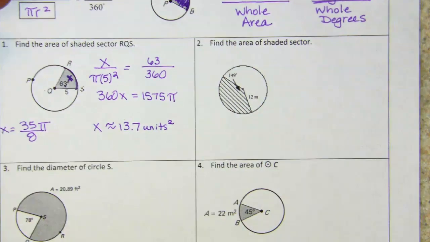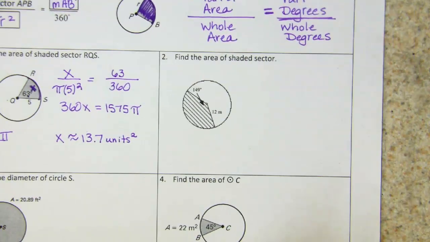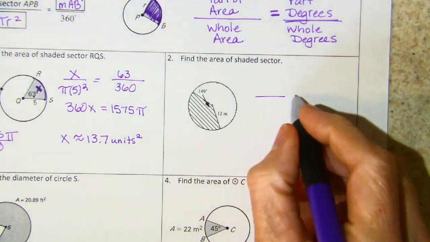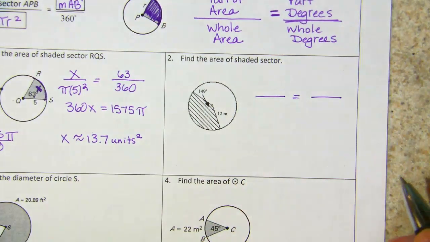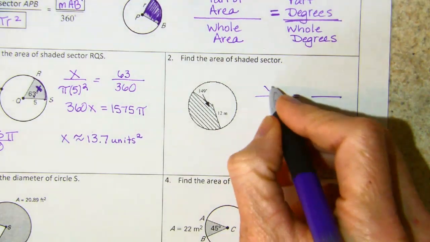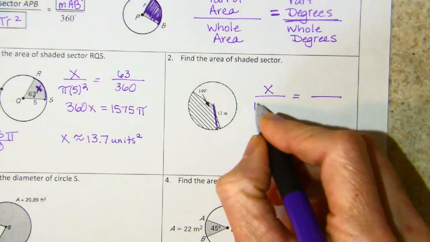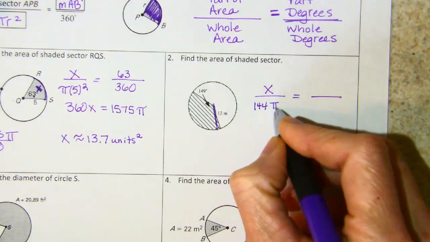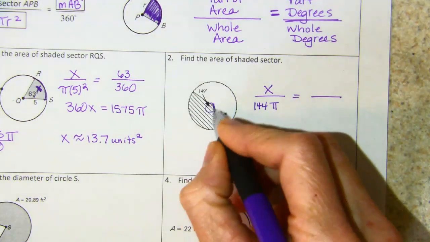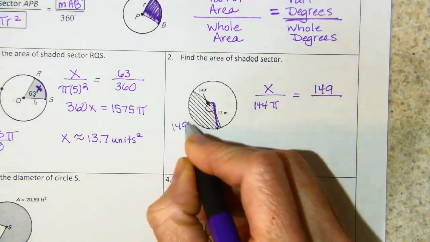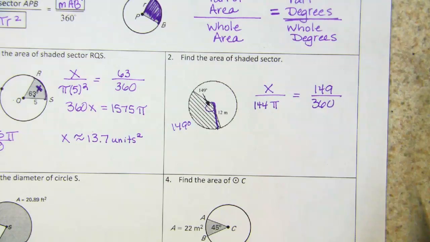Now, a very similar problem to this is number 2. It just says find the area of the shaded sector. Nothing is labeled. So you're going to do part whole, part whole. So, part that's shaded to the area, so pi r squared is going to be 144 pi, equals central angle 149, so that arc is going to be 149 to 360.